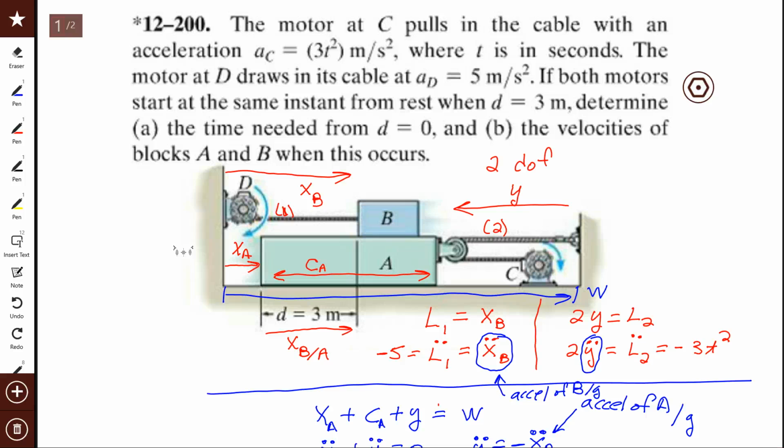And so let's kind of classify this. This is a time spanner problem because we know where the blocks are now. At time equals 0, D will be 3 and they're at rest. And then after some period of time occurs, D will end up being 0, and what we're asked to find is what time that is. So anyway, it is a time spanner.